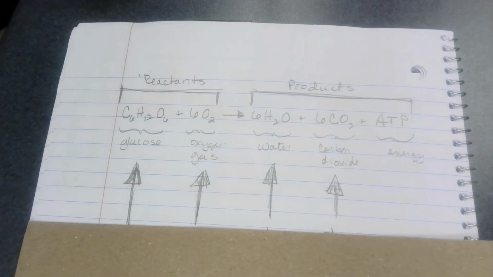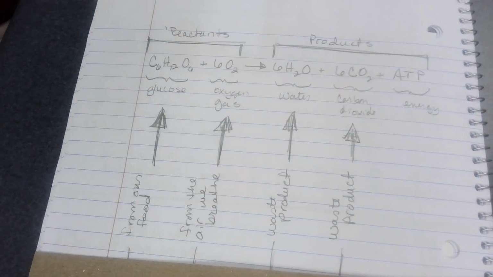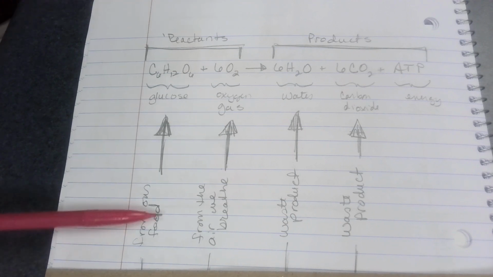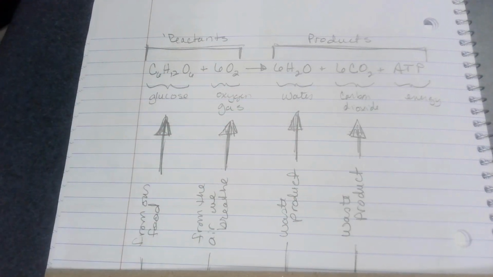So where do we get this from? We get the glucose from our food. We get the oxygen gas from the air that we breathe. Water and carbon dioxide are waste products of the process.